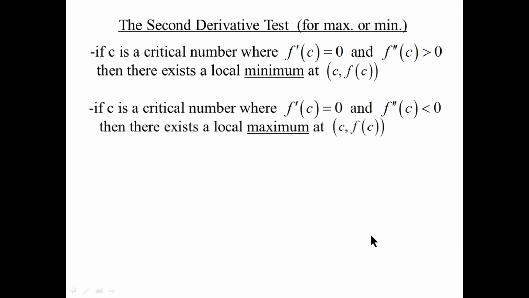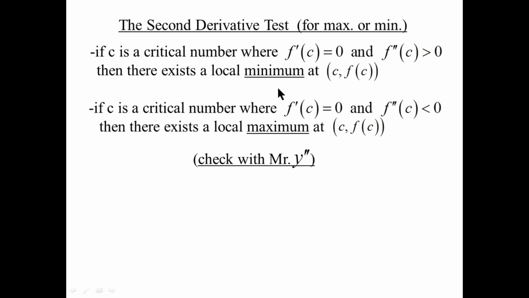If C is a critical number where f prime of C is 0, so we have a critical point, C, f of C, and the double prime is negative, well then we found a local maximum at that point. So this is using the second derivative to determine if critical points are maxes or mins, even though we can already do that with the first derivative. And I said it was a bit of a joke.